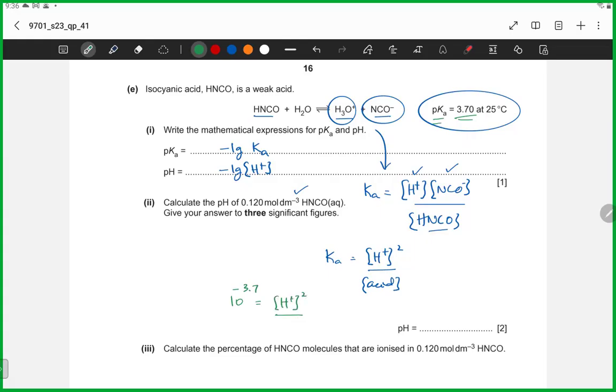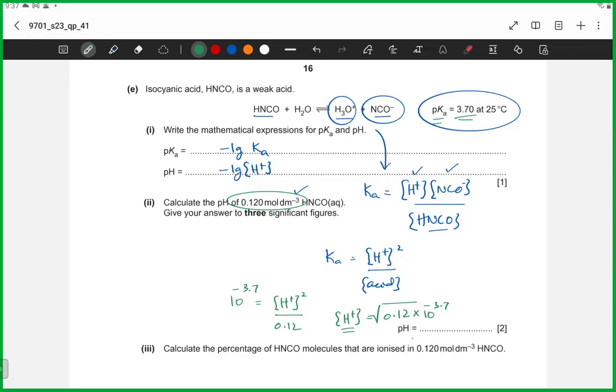And I know the acid concentration, which is 0.12. So quickly tell me what H plus is then. Sir, it is 4.89 multiplied by 10 to the power minus 3. Under root. Did you take the under root? Yes, sir. So how do you calculate pH? That's going to be the negative log. Sir, it's 2.31.